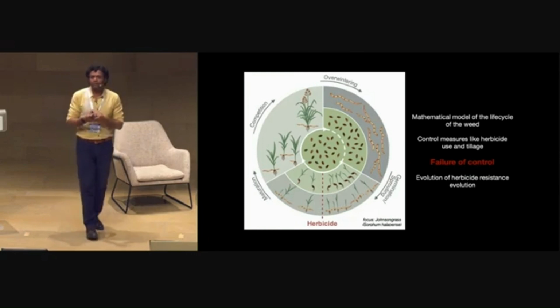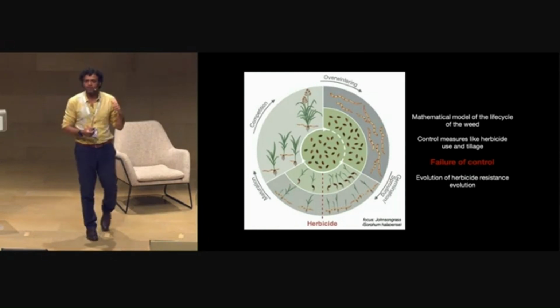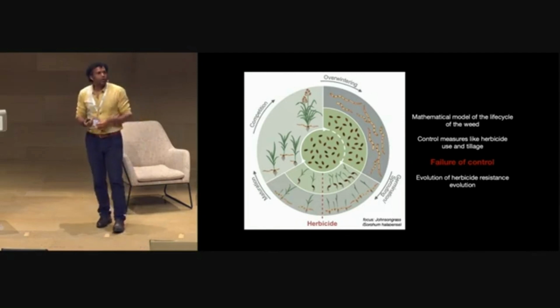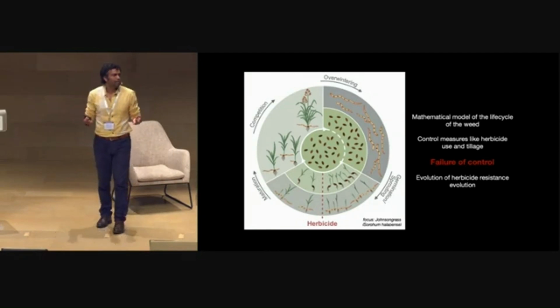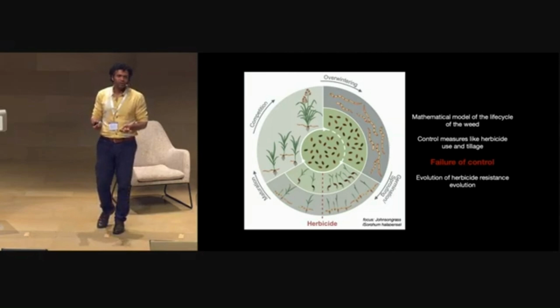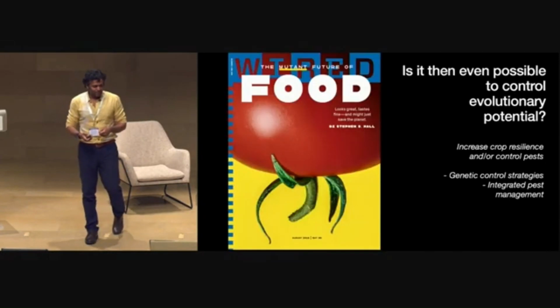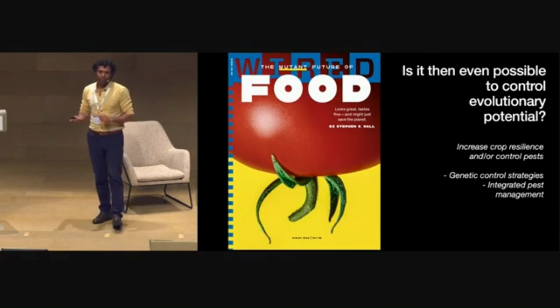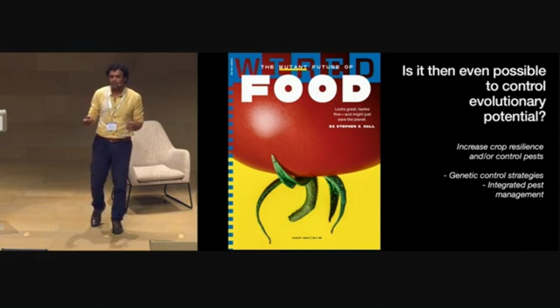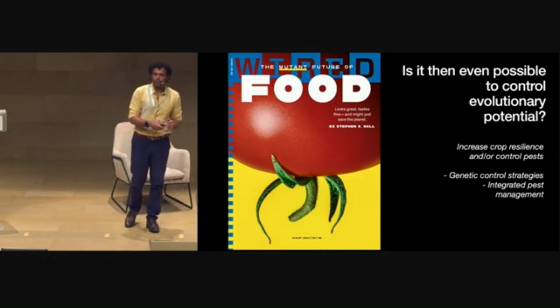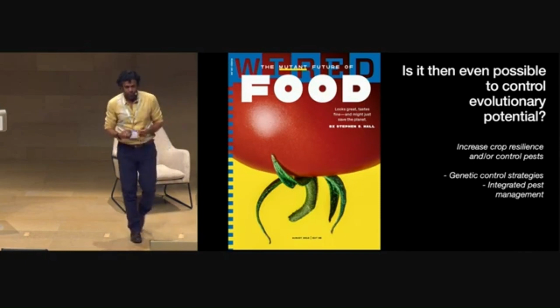And one of the big reasons for the failure is actually herbicide resistance evolution. Because we are dumping so much herbicide in there, at some point the plants are also getting resistant to the herbicide which is being dumped. And from all these studies, the question is, is it even possible to control this kind of evolutionary potential which exists in nature by default, right? And we are trying to combat it with the brute force of, say, monocultures or dumping heavy pesticides. So are there methods?